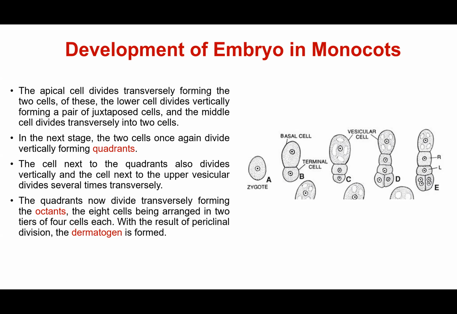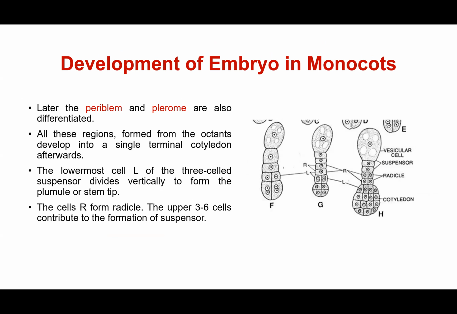Out of this, in this octant stage, just like your dicots, you have 4 cells in 2 tiers. The outer tier will give rise to dermatogen, which transforms into your epidermis, and then the innermost cells will form periblem and plerome, which form cortex and vascular bundle or your stele. Then all of these regions present in the embryo form a single cotyledon.